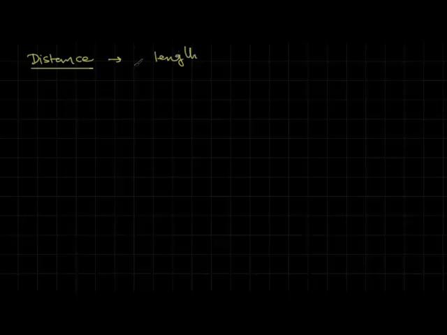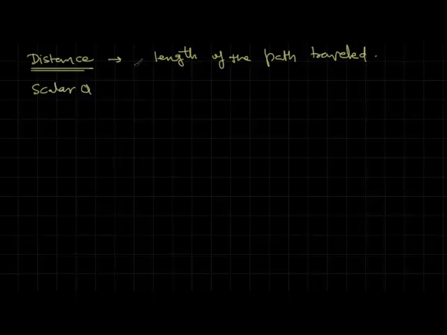Now let's talk about another physical quantity, distance. Let's define distance as the length of the path traveled. So distance is a scalar quantity. Let's say you are taking a cab from point A to point B. The cab driver will charge you for the length of the path he has taken in order to reach the point B. So this distance, let's say, is 200 meters, this path length.